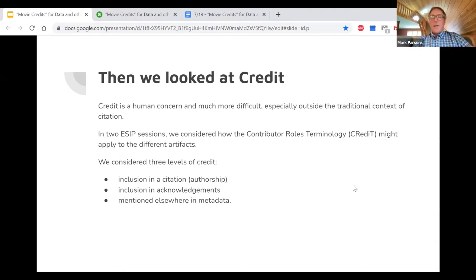And then finally, and this is where we sort of echo the title of the session, the movie credits theme, is that it could be mentioned elsewhere in metadata, because there's a whole bunch of people that are involved in producing these artifacts, and it goes well beyond authorship.